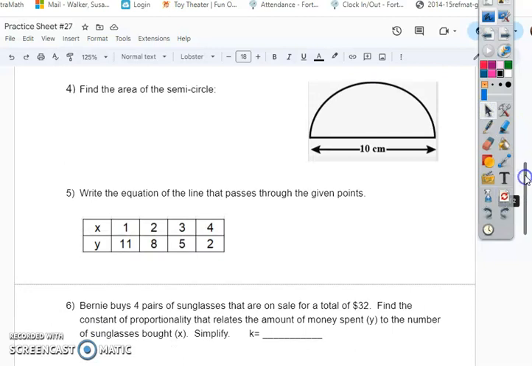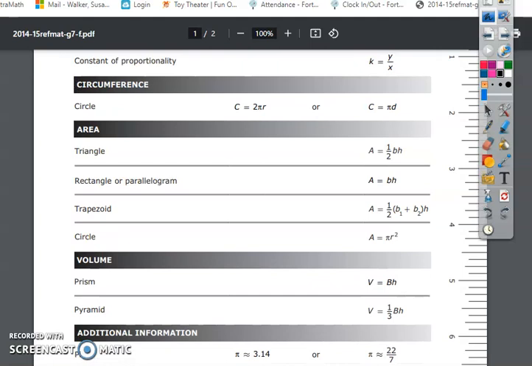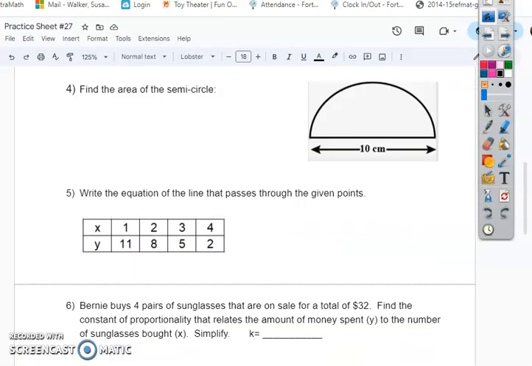Number 4, the area of a semicircle. We have done this and done this and done this. I'm only repeating this for newer students right now. Area, I go to my formula chart. Area, circle, A equals pi r squared. You need to remember, when I put pi r squared, that's going to give me the whole circle.